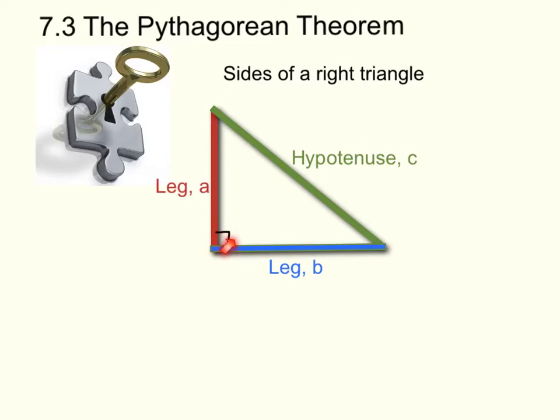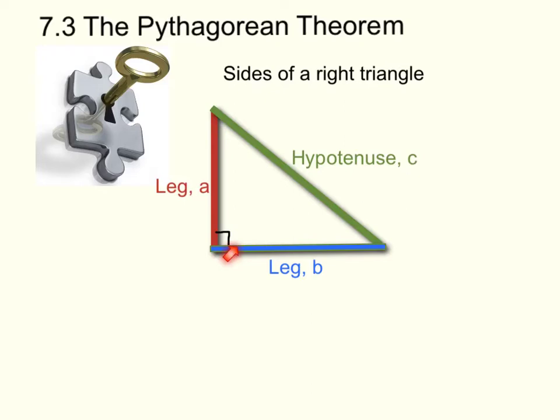Here's your right angle. The 2 sides that make up that right angle are called your legs. So we have a leg and we have another leg. And those sides are labeled A and B. Now they can be interchanged. So this one right here could be A, but it could also be B. This one could be A or B. But the 2 sides that make the right angle are your A and B.